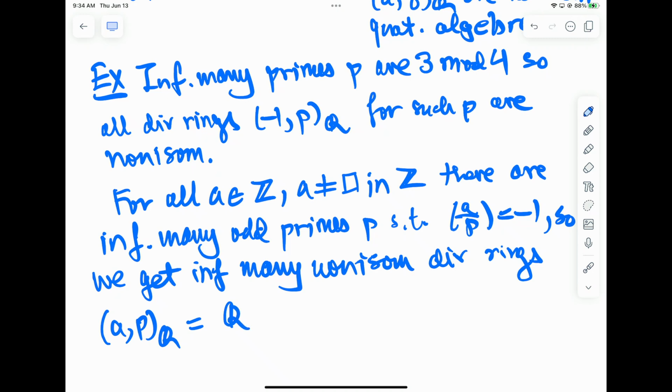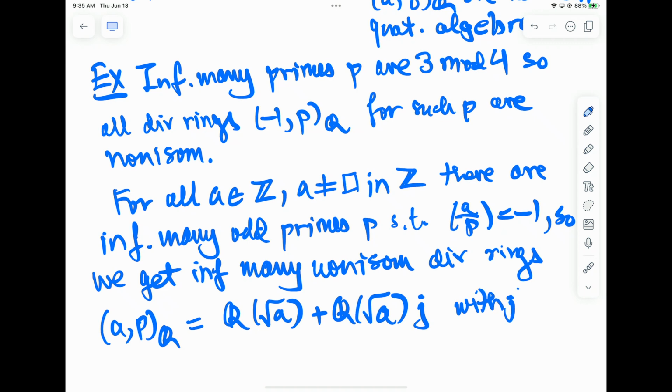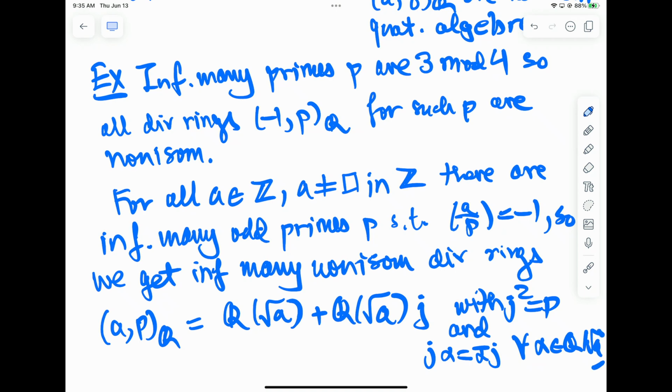And just like before, when I had the construction with 2 and 5, it can be thought of as 2-dimensional over Q root A, with J squared equals P, and J alpha is alpha bar J for all alpha in Q root A. So essentially this A could be any integer that's not a perfect square. Q root A could be any quadratic field.